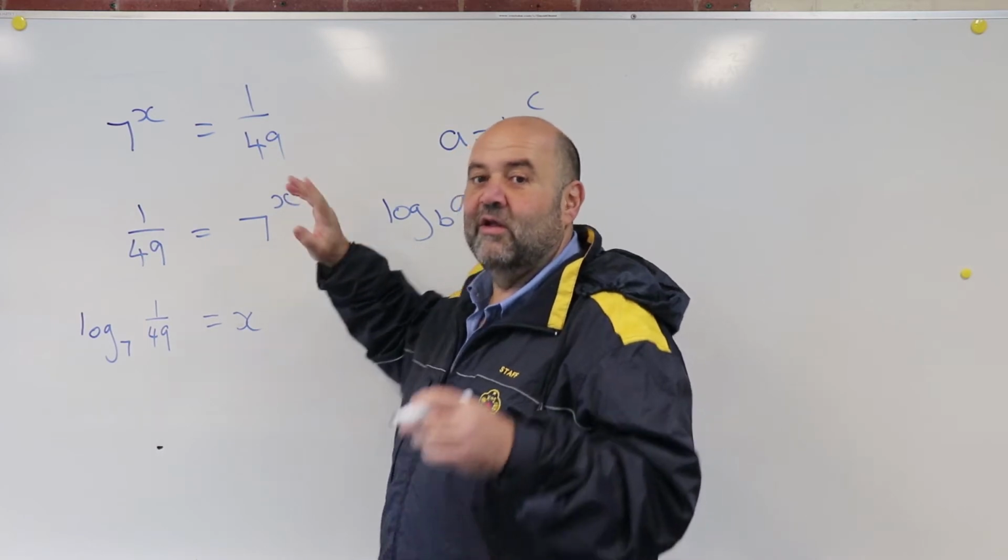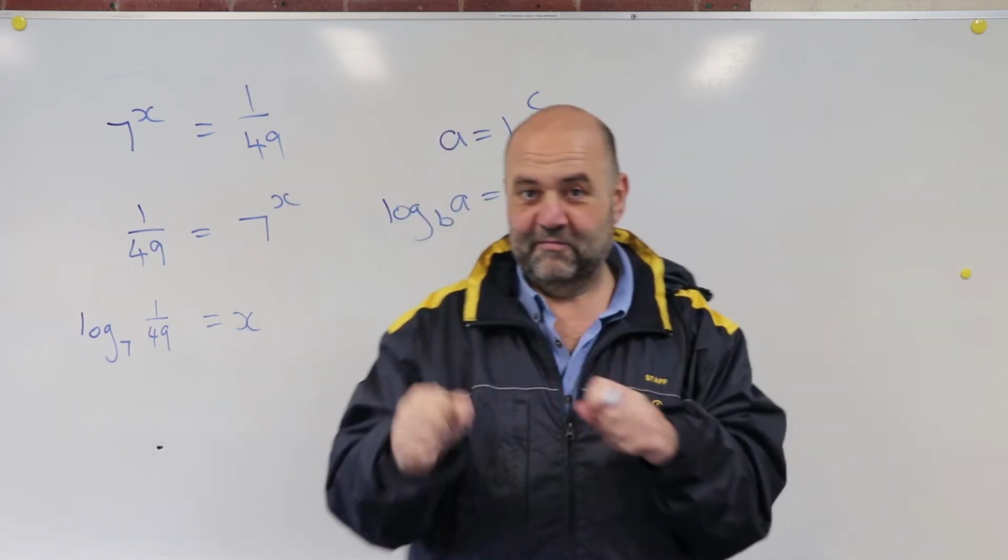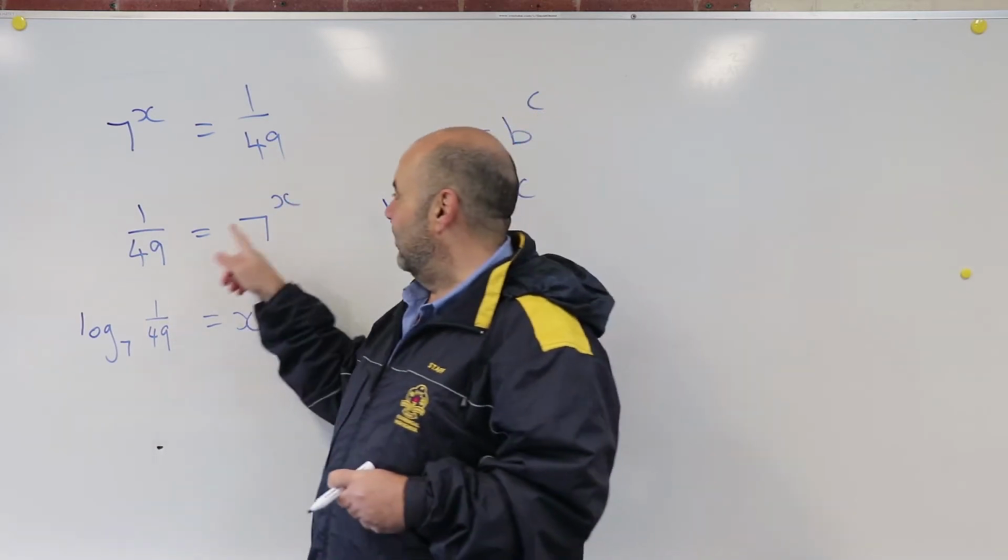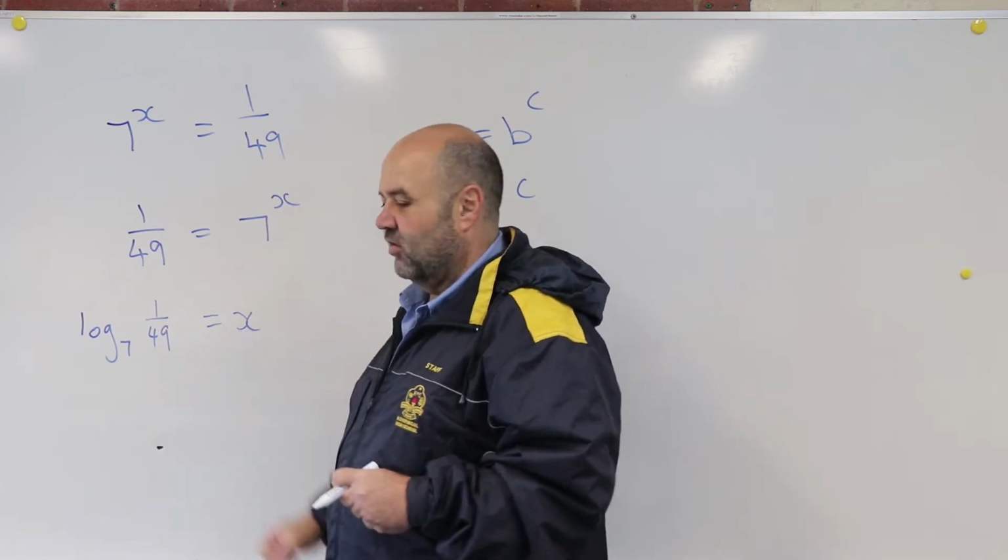Number, exponent, this is exactly what you do. Okay? And then you end up with log base 7 of 1 over 49 equals x.